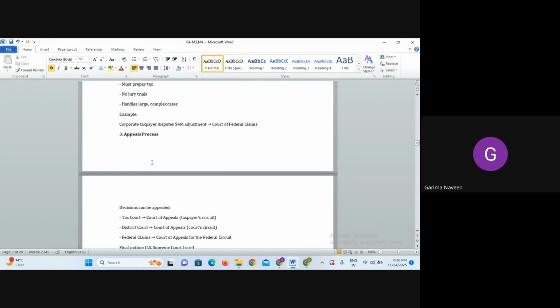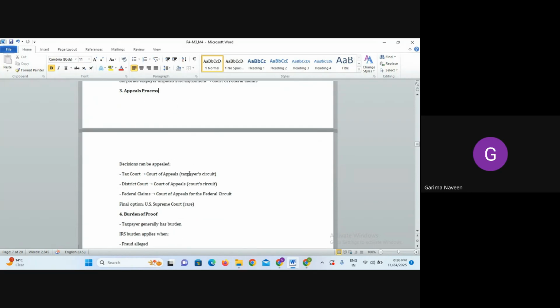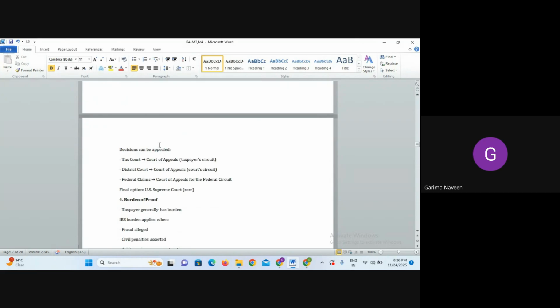Okay. So next is the appeal process. So how you can go for appeal. Basically decision can be appealed. Tax court is usually appealed to the Court of Appeals, taxpayer circuit. District court also comes under Court of Appeal. Federal claims, Court of Appeal for the federal circuit.